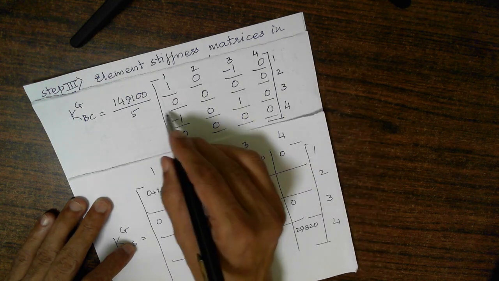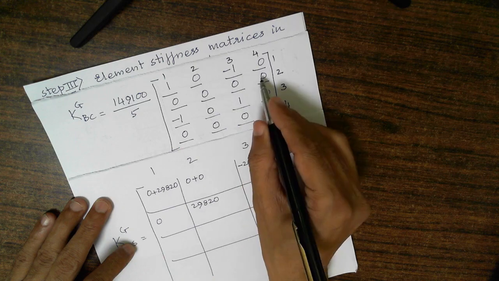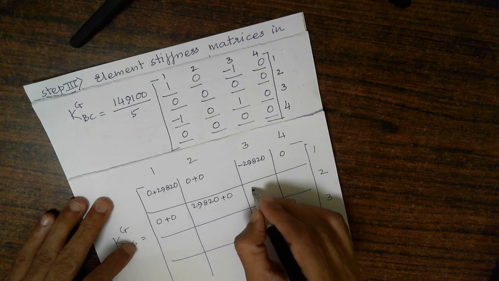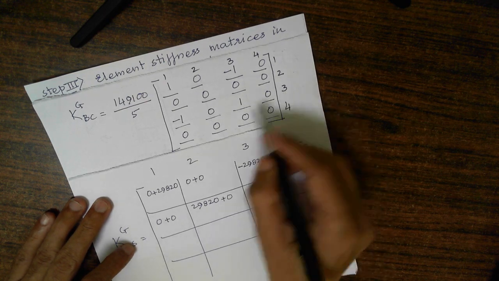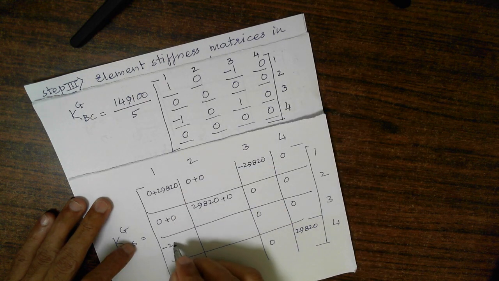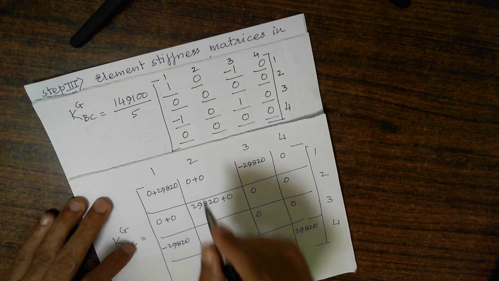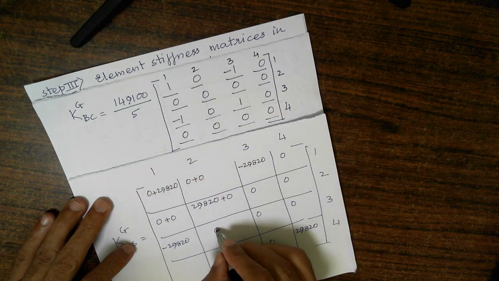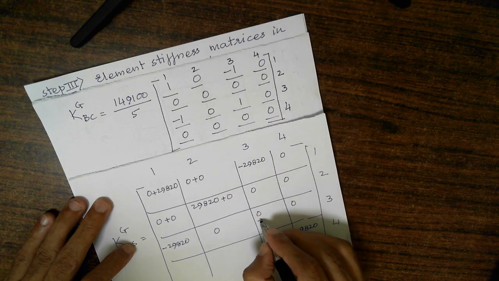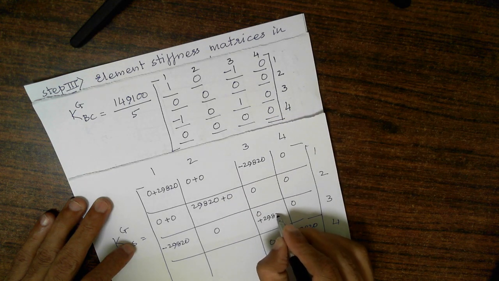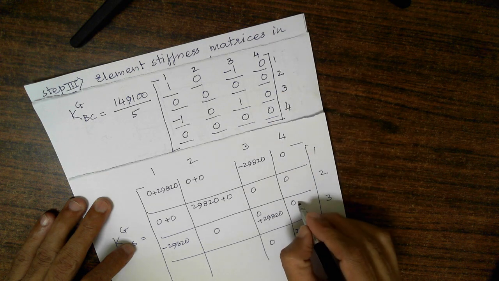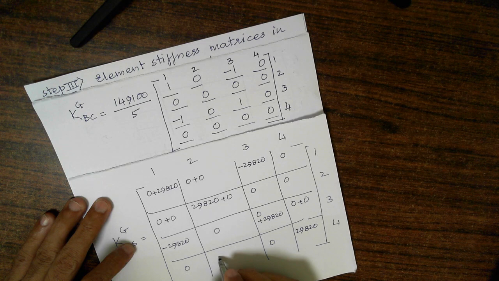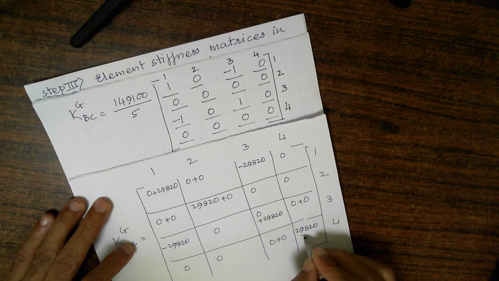Second row, first column, second row, second column, second row, third column, second row, fourth column, all are 0. So I am mapping these elements to global stiffness matrix. Third row, first column is minus 29820, 1 into this, minus 1 into this. Third row, second column is 0. Third row, third column is plus 29820. And third row, fourth column is 0. And fourth row, all the columns are 0 plus 0 plus 0.